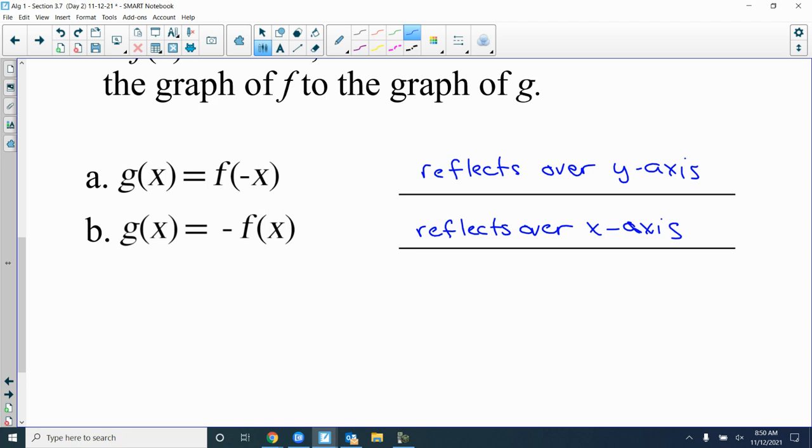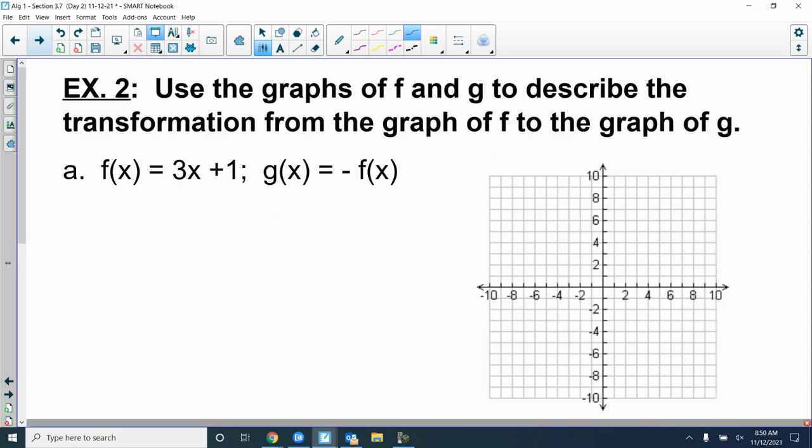All right, now take a look at that first one on your paper. Okay, f of x equals 3x plus 1. G of x equals negative f of x. Let's graph the first one. Graph 3x plus 1. Okay, if you know what you're doing, graph it. I'm going to do it up here in a second. Okay, but we got to make sure the first one's right. Because if we don't make sure the first one's right, the second one's going to be wrong. First one, 3x plus 1.